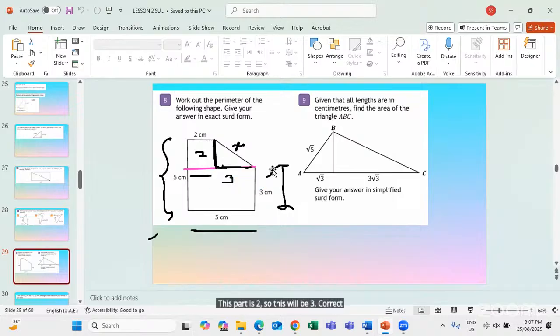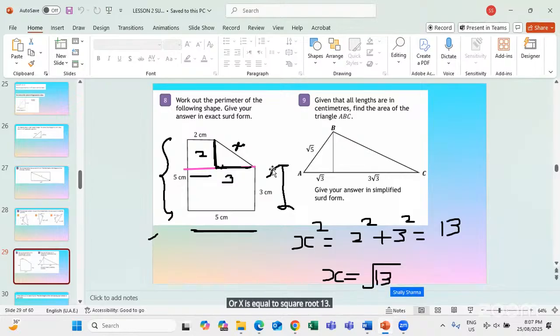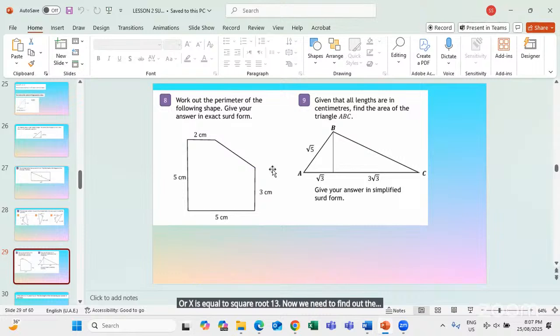Correct? So we have to find the missing lengths. Now, to find x squared, that is 2 squared plus 3 squared, which is 4 plus 9, that is 13, so x is equal to square root 13. Now we need to find the perimeter. So this is root 13 centimeters.